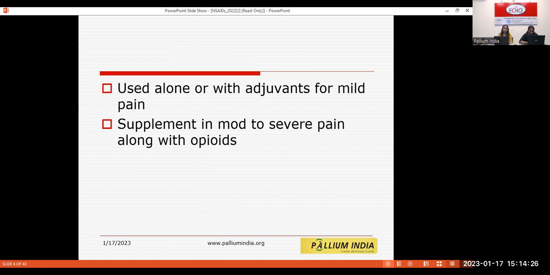These are the 4 principles. And when we come to step 1, generally step 1 is used alone, or you can, as I mentioned, combine adjuvant analgesics if it is mild pain. Sometimes the drugs in step 1 are given along with weak opioids and strong opioids. Sometimes we need a combination of step 1 in all the steps. So step 1 can be given in all the steps. Very simply, adjuvants can be given in all the steps. Step 1 can be given in all the 3 steps. Okay.